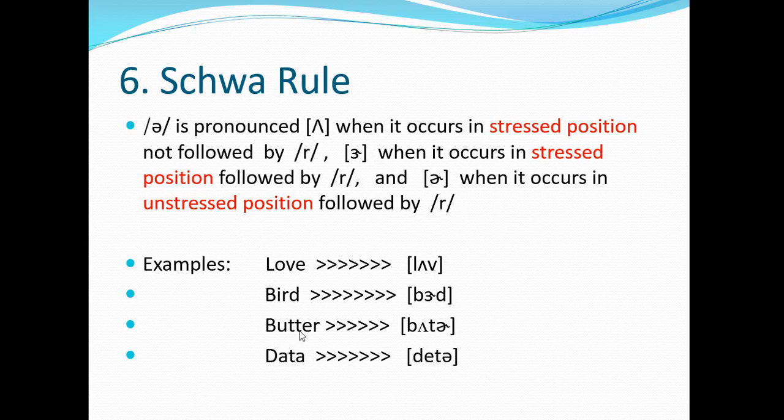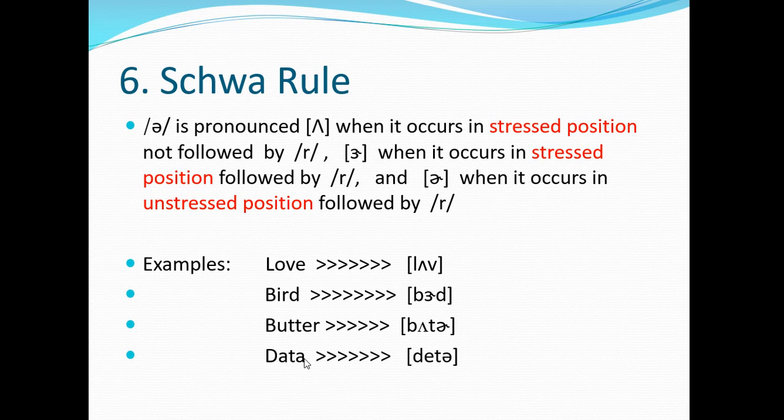What about the word better? Better, okay? Here we have the sound occurring at the end of the word, okay? At the end. It is in unstressed position, but it is followed by R, so it becomes this symbol. But what about the word data? Data, okay? The schwa is at the end of the word and it is in unstressed position, not followed by R sound, okay? So these are the 4 symbols for schwa.